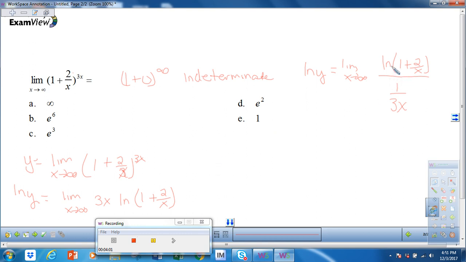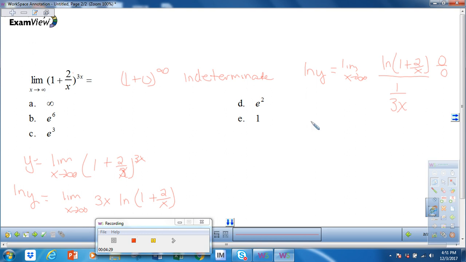that 1 over x times the natural log of x is the same as the natural log of x divided by 1 over x, because if we multiply by the reciprocal, we go back to this. But if I do it this way and I take the limit as it approaches infinity, I get the natural log of 1, which is 0, and 1 over infinity gives me 0. So now I have 0 over 0, so L'Hopital applies.